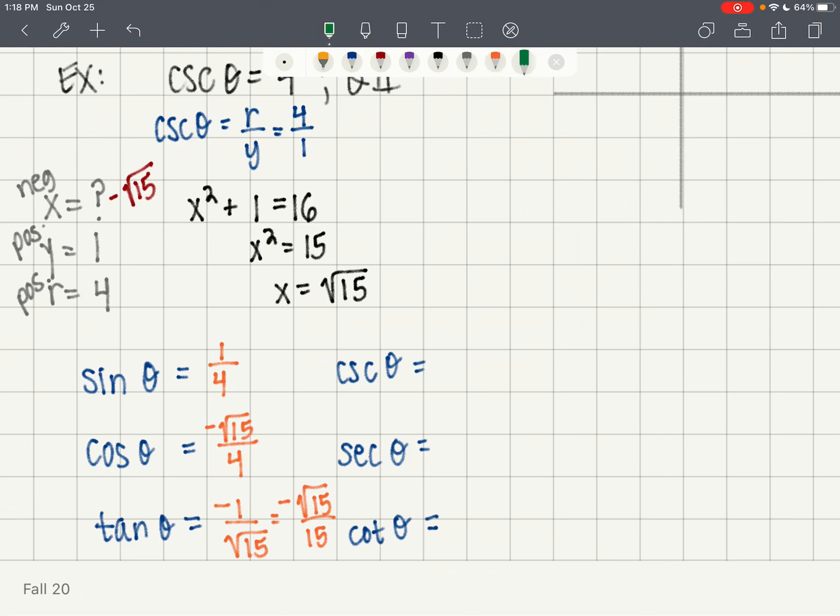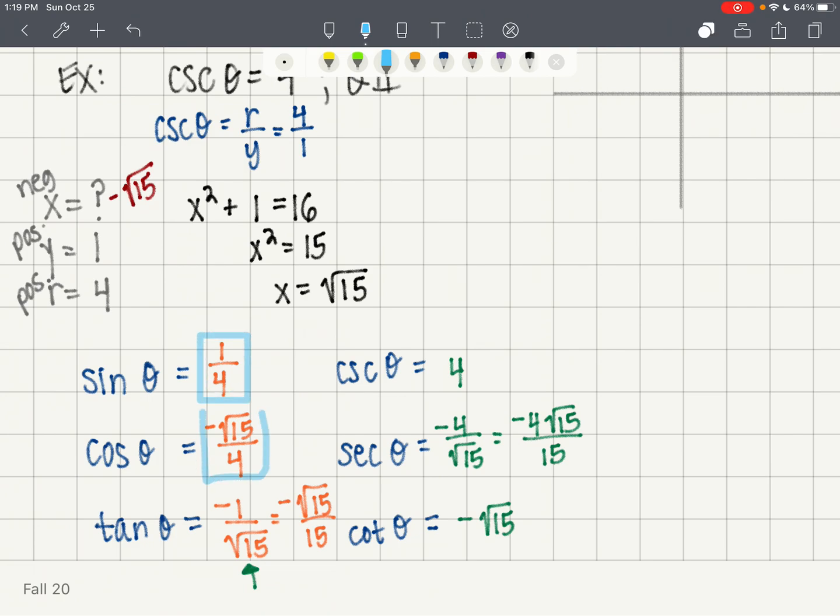Cosecant of theta is 4, which was given. Secant of theta is negative 4 over the square root of 15, which can be rationalized. Negative 4 square root of 15 over 15. And the cotangent of theta is negative square root of 15. I just went back here and wrote the reciprocal. So our answers: sine of theta, cosine of theta, tangent of theta, cotangent of theta, and secant of theta. And of course, this one was given information.